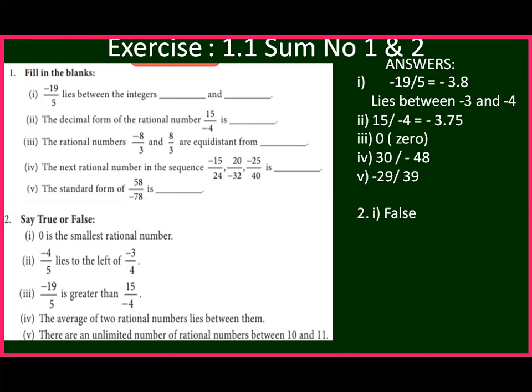True or false? 0 is the smallest rational number. False, because even integers are rational numbers. So negative numbers are also rational numbers.